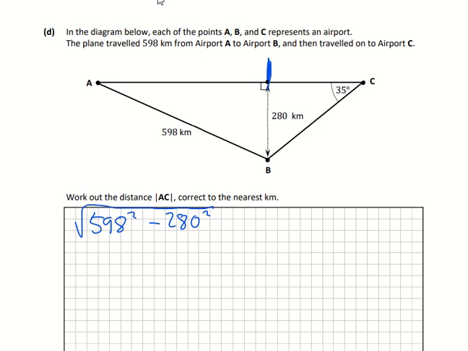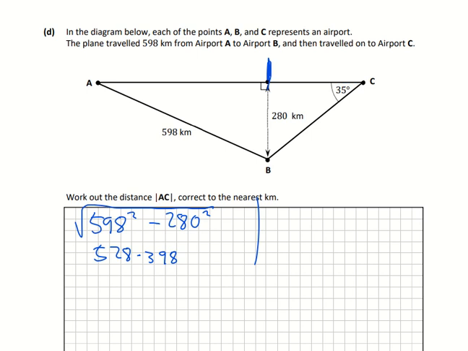Or you can put all that together in the calculator. That's just using Pythagoras to work that out, and you should get 528.398, something like that.